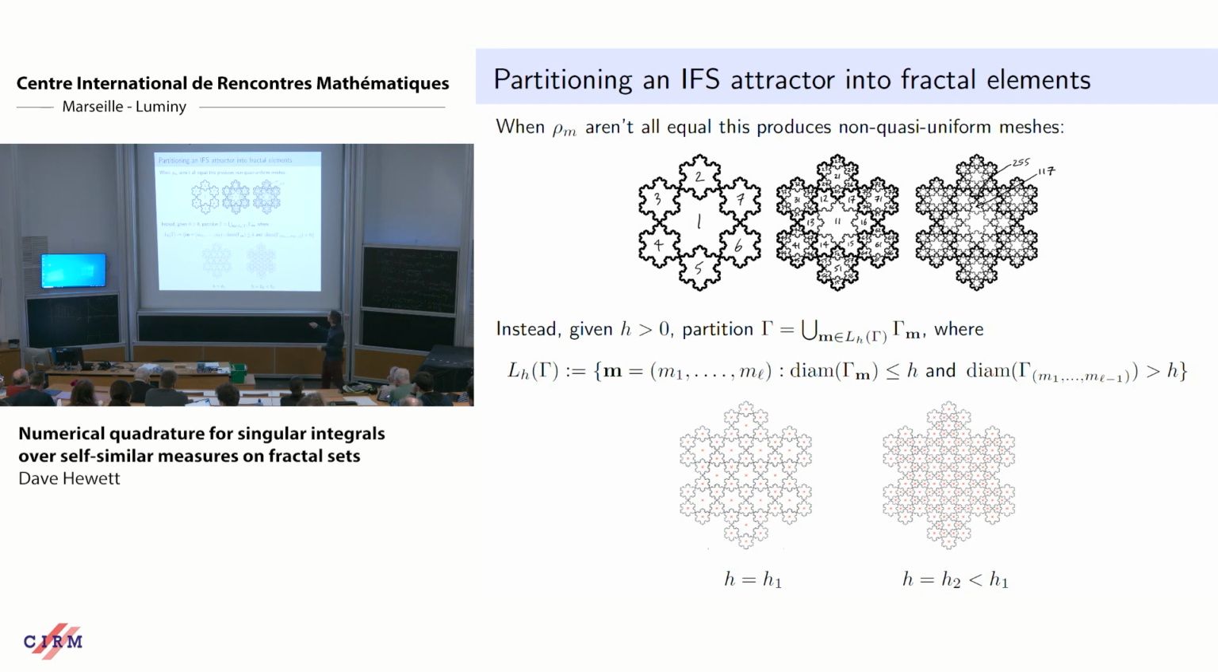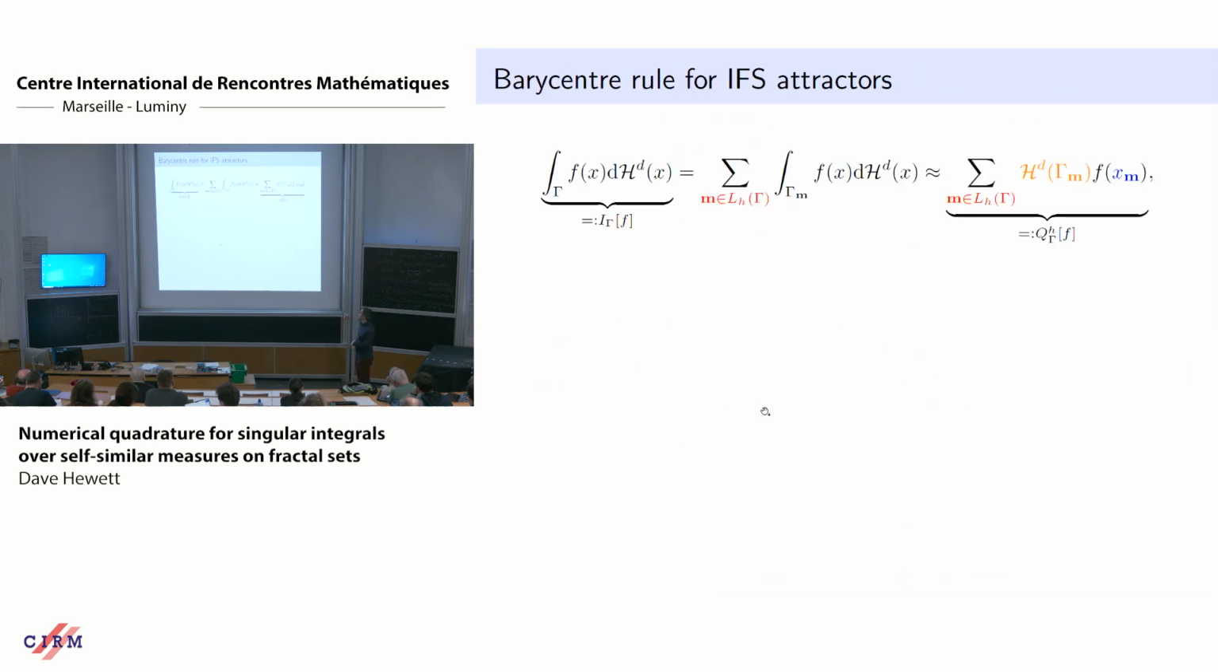For the Koch snowflake, this is the version that you get by just going down level by level. You see that there are some big elements in the middle and small elements around the edge, so it's not quasi-uniform in the limit. But this is the version, the L_h version, where you just fix h and choose the elements of diameter approximately h. And this is a quasi-uniform version. Okay, so then we apply this barycenter rule.